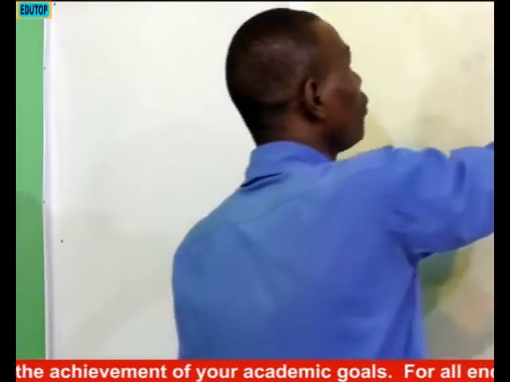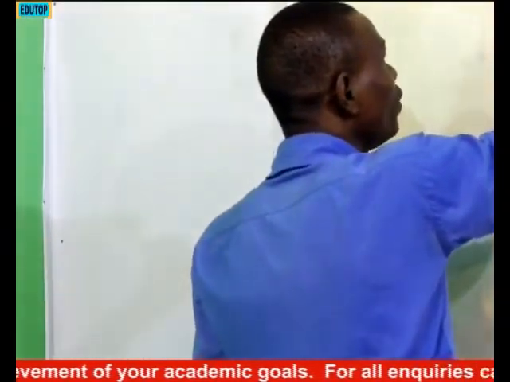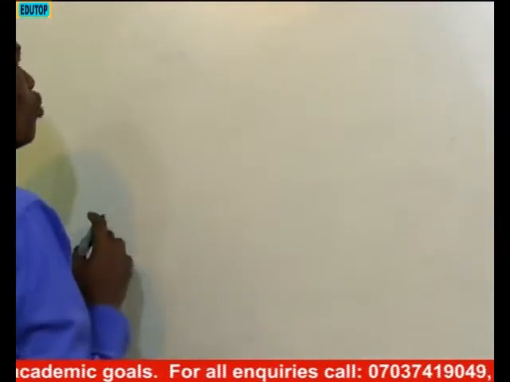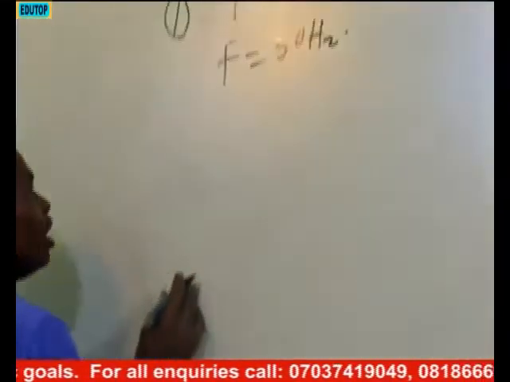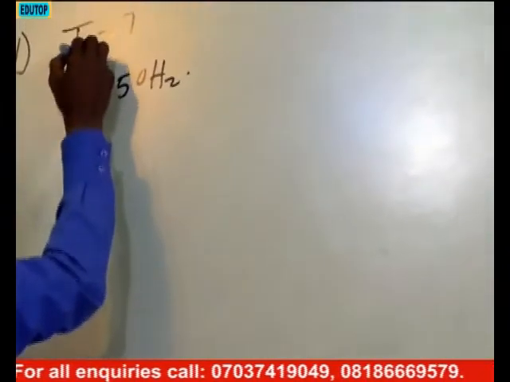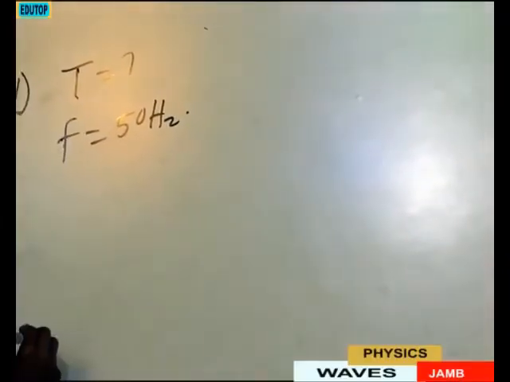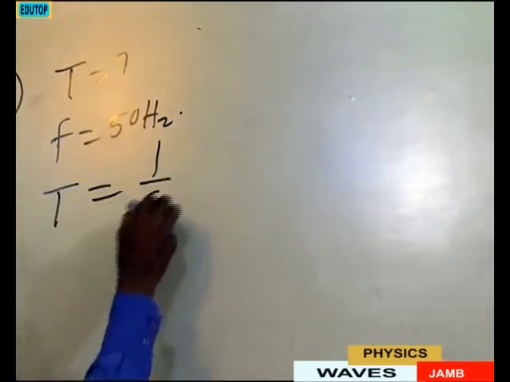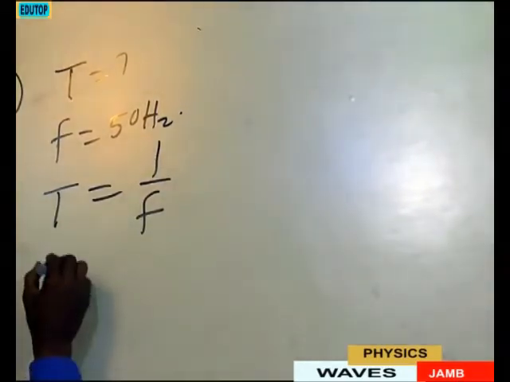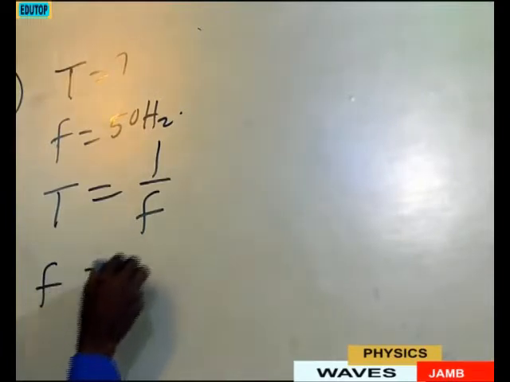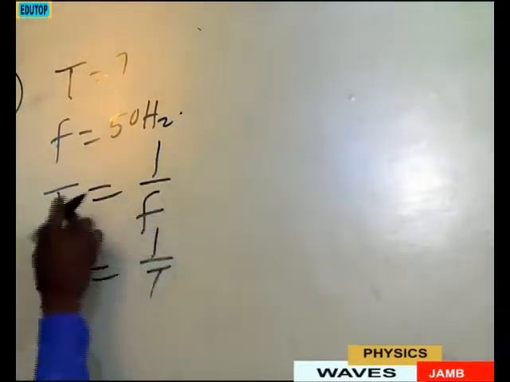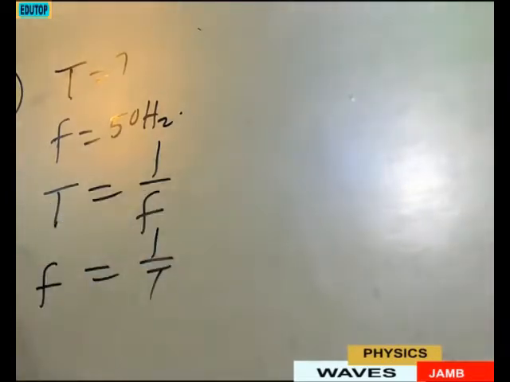So we are given the value of frequency f, which is 50 Hz. And we have one formula that connects both period of oscillation and frequency together. Period T is equal to 1 over f, or you can also have frequency to be equal to 1 over T. This is the formula that connects both period and frequency together.